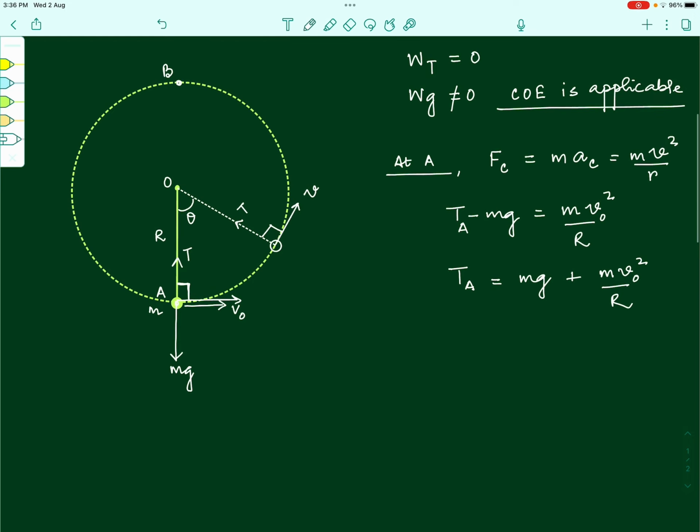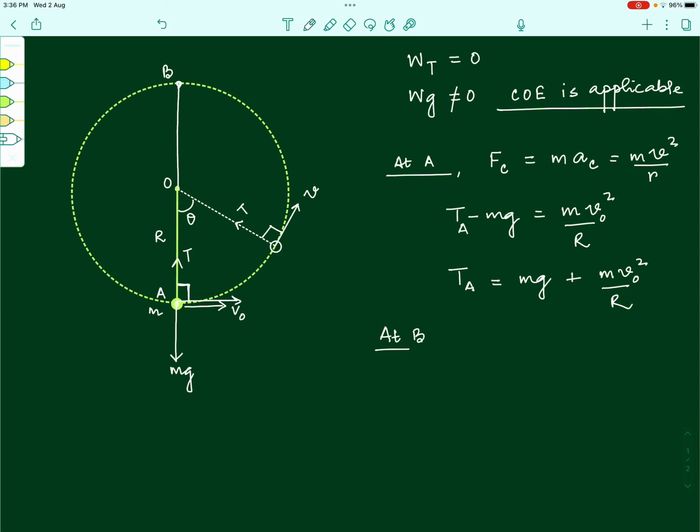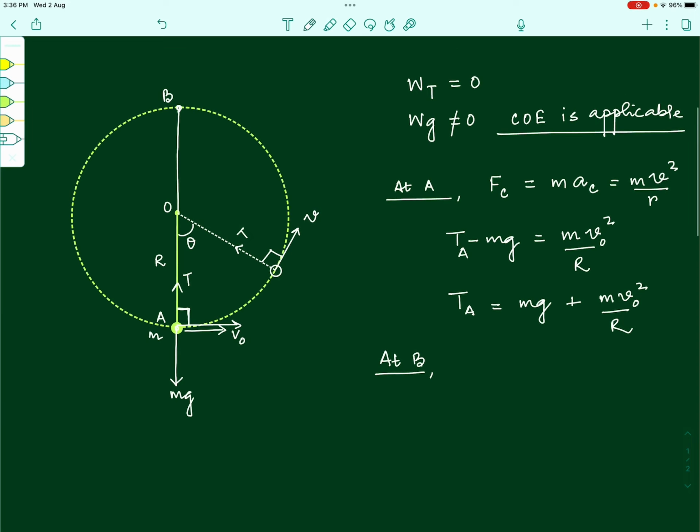Now a similar exercise we can do at the point B also, which will be the highest point, at the top of the circular motion. Look carefully and understand that at the point B, the tension T as well as the force of gravity mg both will be acting downwards now. Tension T is always towards the center, which will be downward now, and mg anyway is downward. So this is the scenario.